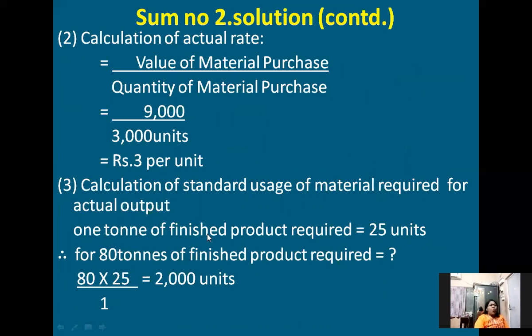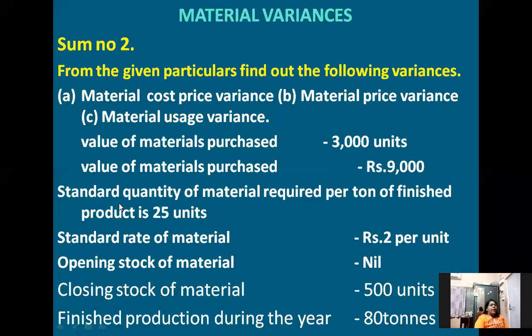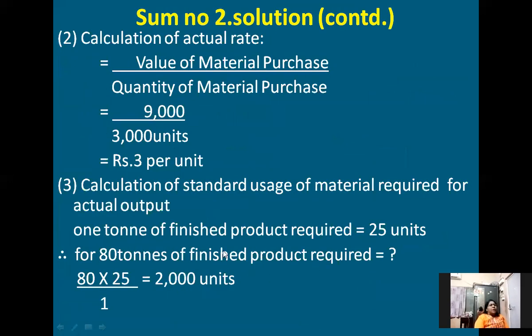For producing 1 ton, we need 25 units. That's what is given in the problem. I asked you to note down when I was reading the problem. We need 25 units of material for producing 1 ton. Then what is for 80 tons of finished product?